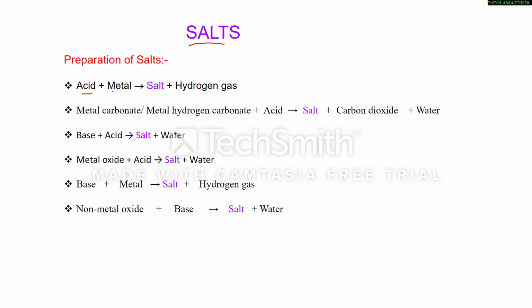When acid reacts with a metal, salt is produced. When metal carbonates or metal hydrogen carbonates react with an acid, again salt is produced. When a base reacts with an acid, salt is produced. When a metal oxide reacts with an acid, salt is produced. When a base reacts with a metal, it again produces salt. And when a non-metal oxide reacts with a base, again it will produce salt.